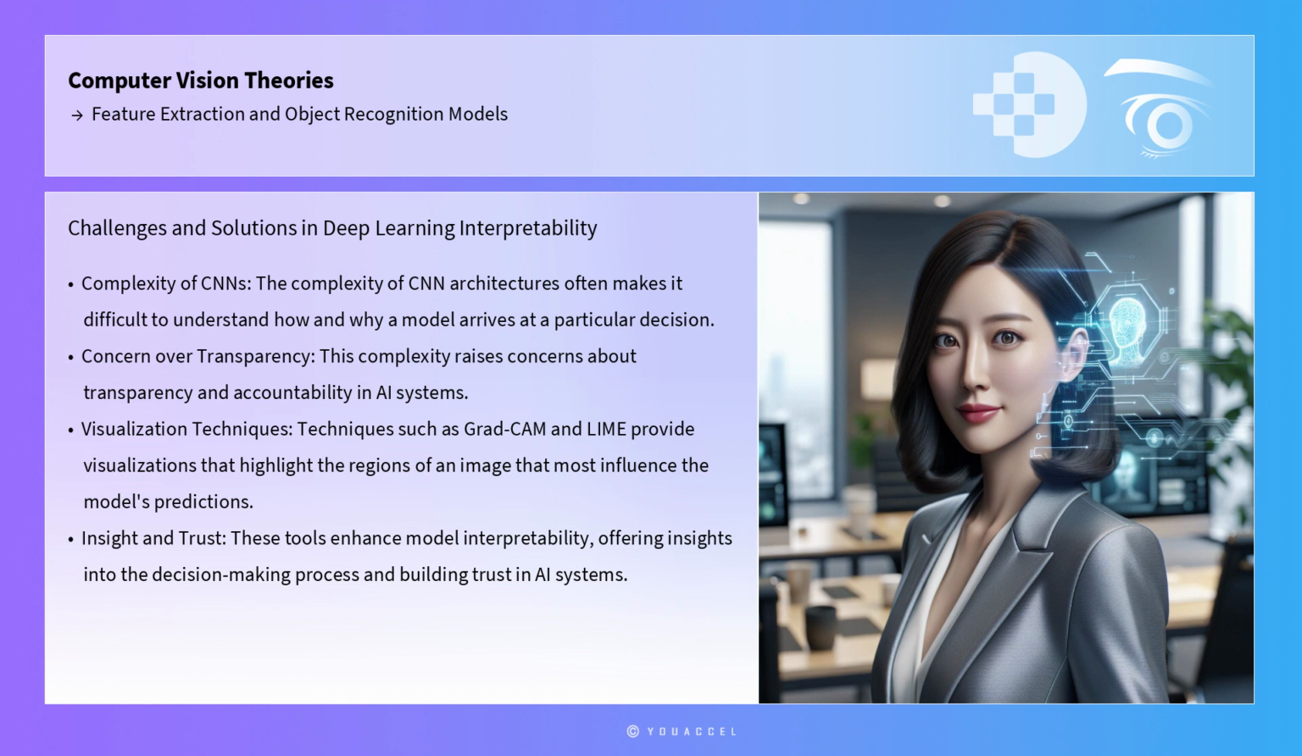Another challenge is the interpretability of deep learning models. The complexity of CNN architectures often makes it difficult to understand how and why a model arrives at a particular decision, raising concerns about transparency and accountability. Techniques such as Grad-CAM and LIME have been developed to address this issue, providing visualizations that highlight the regions of an image that most influence the model's predictions. These tools enhance model interpretability, offering insights into the decision-making process and building trust in AI systems.